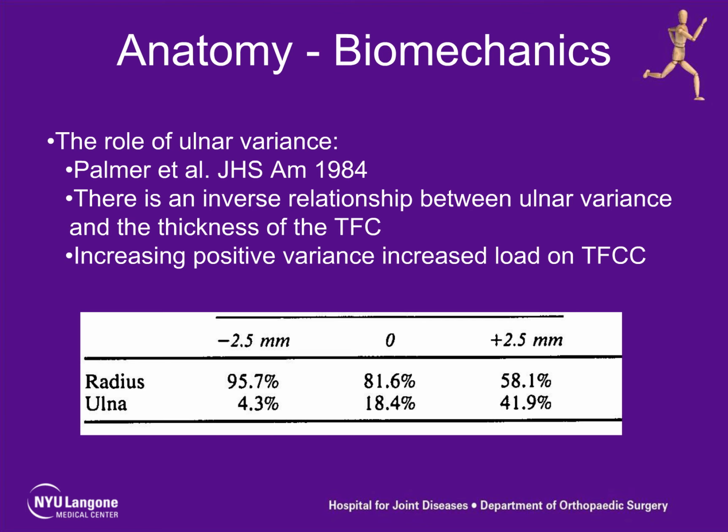The other important thing he demonstrated was that increasing the positive variance increases the load on the TFC. And this zero here demonstrates what a neutral variance is, where the radius and ulna are exactly level. In that situation, the ulna sees 18.4% of the load across the wrist. If you shorten the radius just 2.5 millimeters, that jumps up the forces on the ulna to 42%. So that's an increase of 24% by just 2.5 millimeters of change. And I'm going to show you what that results in when you have a shortened distal radius after a distal radius fracture. That's coming up in a little bit. I'm going to show you an X-ray of that.